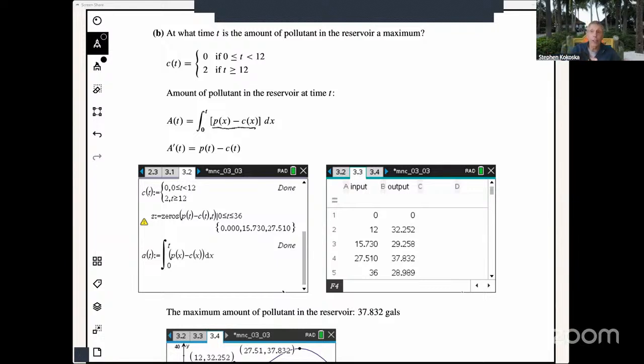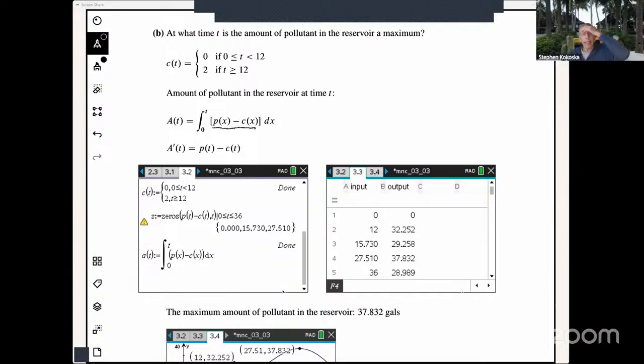Now you're right, Curtis. There's a couple of different ways that I could look at this. I could write that as a couple of separate definite integrals. But because of the way that I have defined this function C, I believe that this is okay. So I want to find when the amount of pollutant in the reservoir is a maximum.